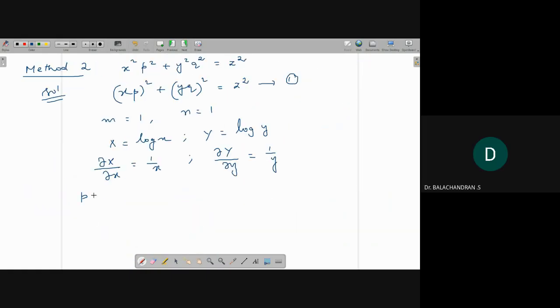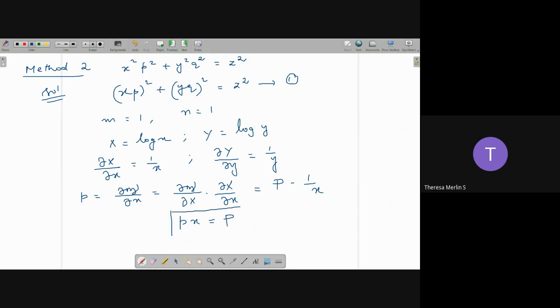So small p equal to ∂z/∂x, which is equal to ∂Z/∂X times ∂X/∂x, because I am introducing capital X. So capital X by small x, this is equal to capital P times 1/x. Cross multiplying, small p times x is equal to capital P. So I think I got this one. Is it correct? Yes, sir.